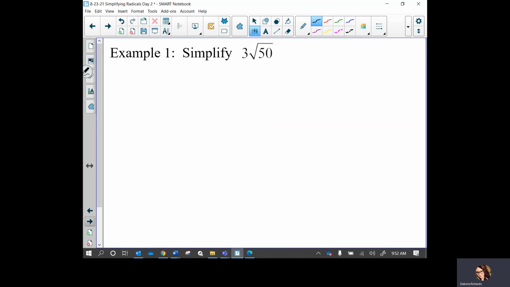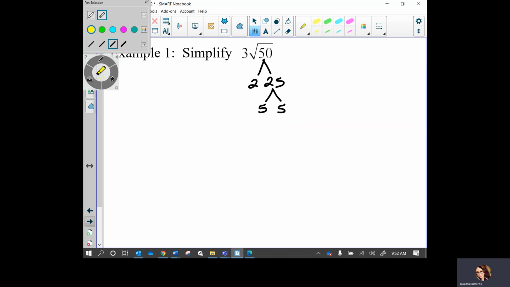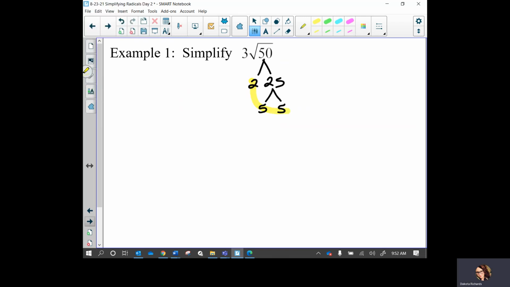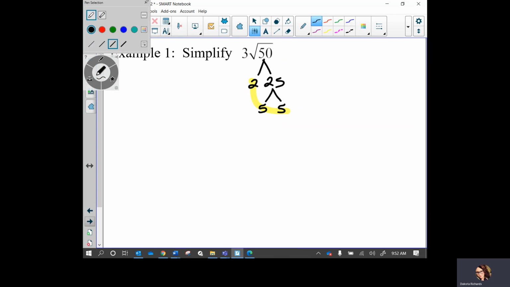Example 1 says simplify 3 on the square root of 50. So we're going to break down the square root of 50. You have lots of options here, but something I see is it breaks down as 2 times 25. 25 is a perfect square. It's 5 times 5. So when you're looking for pairs, those are your prime numbers. And then your pairs here, you have a pair of 5.